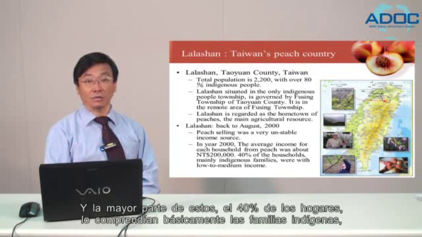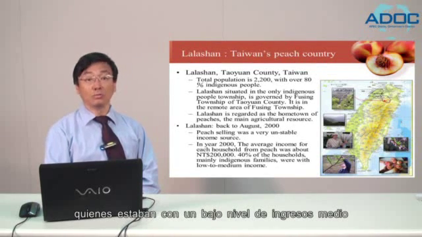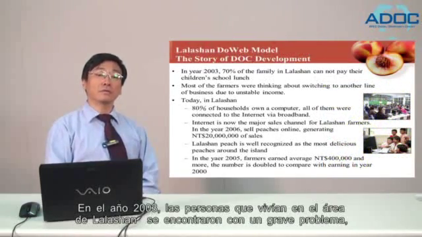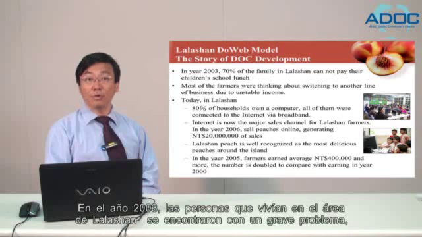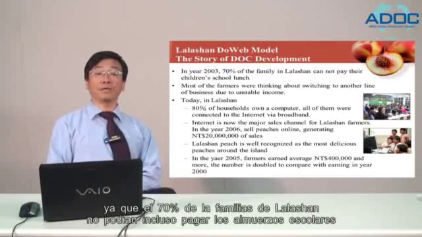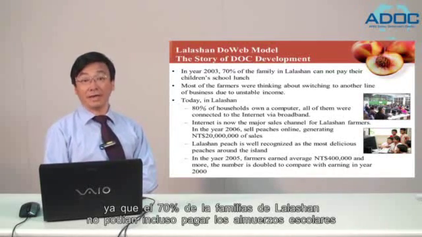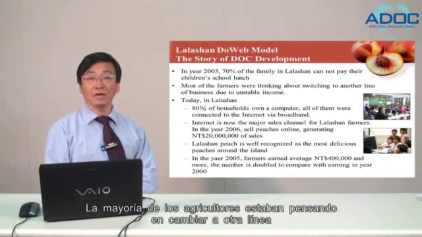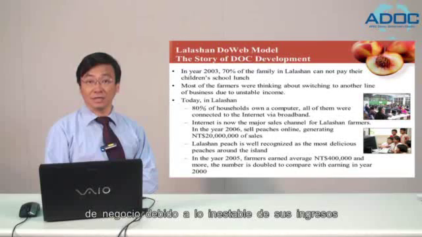40% of the households, mainly the indigenous families, were at low to medium income levels. In the year 2003, people who lived in the Lalashan area encountered serious problems because 70% of Lalashan families could not pay for their children's school lunch, even though school lunch is very cheap in Taiwan. Most of the farmers were thinking about switching to another line of business due to the unstable income.